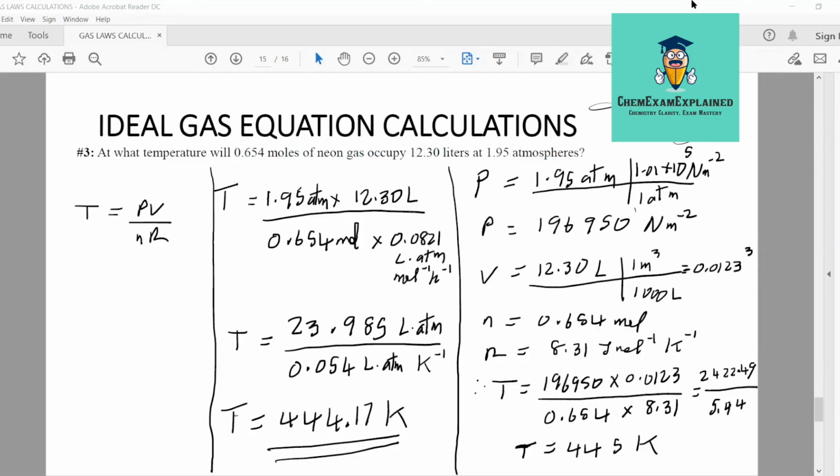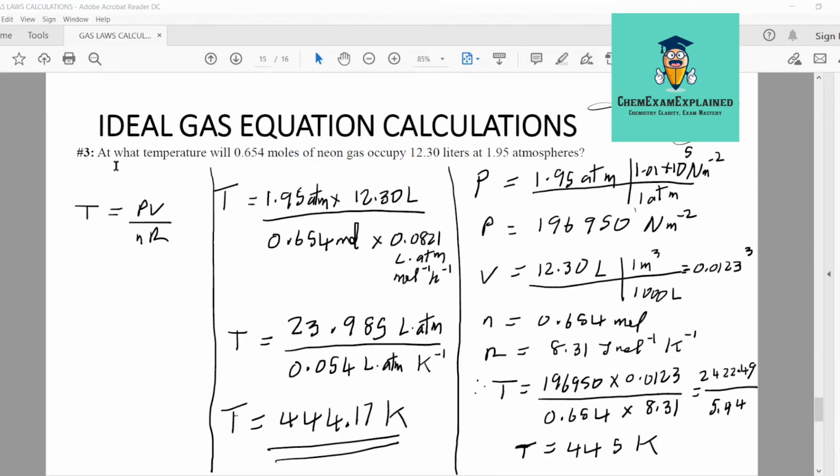Now, moving on to question 3, we have this question saying, at what temperature will 0.645 moles of neon gas occupy 12.30 liters at 1.95 atmosphere? So here, I did both methods. You'll notice that the answers will vary slightly, but it's pretty much correct. In this case, I use atmosphere and 0.0821 liter atmosphere per mole per Kelvin as my R.